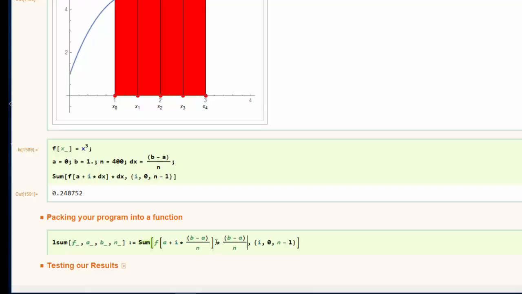Now my whole program is really in terms of my function, a, b, and n. So I'm going to hit Shift Enter to evaluate this. Now I have defined the left sum program, and now I just need to call it.